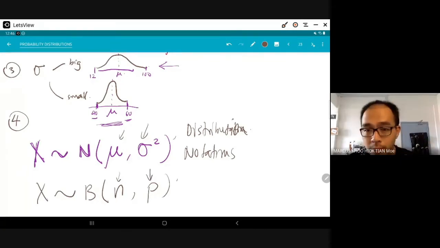Okay, so tidak boleh campur aduk. You need to know what distribution you are involved in. And then when you know what distribution, then you must set it in your mind. Okay, kalau binomial, saya hanya perlu n dan p. Kalau normal, saya hanya perlu mean dan variance. Daripada variance, I can calculate the standard deviation.